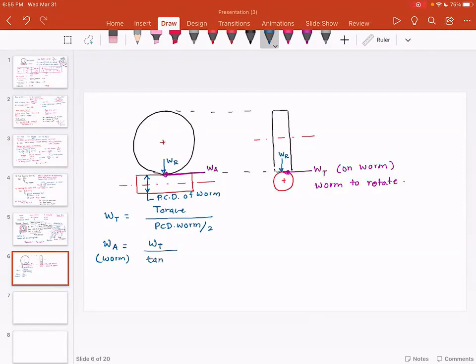So this axial force on the worm is nothing but the tangential load on the wheel. So this is super important. The axial load on the worm is actually becoming the tangential load on the wheel. And the last part is the radial load, which is given as WA multiplied by tan phi.